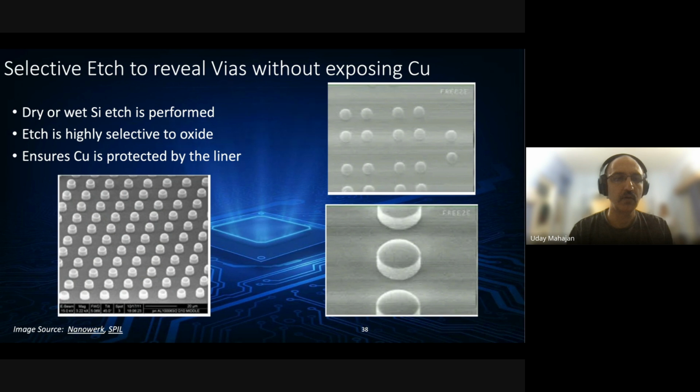And of course, many dry etches can inherently be tuned to be selective that way to oxide. In some cases people talk about using wet etch, but as far as I know, the industry standard pretty much is a dry plasma etch. So it's highly selective to the oxide, and it ensures that the copper continues to be covered and protected by the liner oxide. And so you can see these TSV pillars jutting out above the backside silicon.